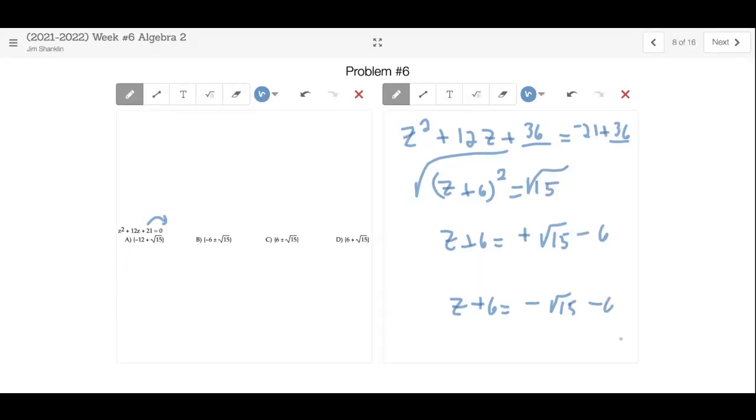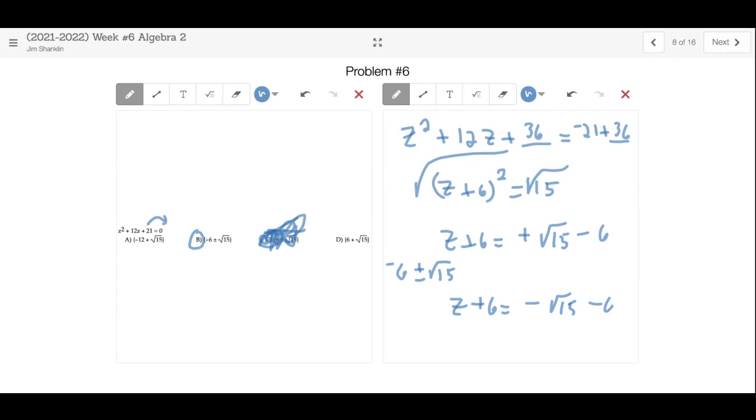So there's my answer. Now, I could have done 6 plus or minus the square root of 15. That also means the same thing. It's 6 plus the square root of 15 and 6 minus the square root of 15. So they have it written a little differently. Or was that minus? Oh, it was a minus sign. I'm sorry, that is not the correct answer. Don't look at that. I could have written it this way: negative 6 plus or minus the square root of 15. So letter B would be the correct answer.